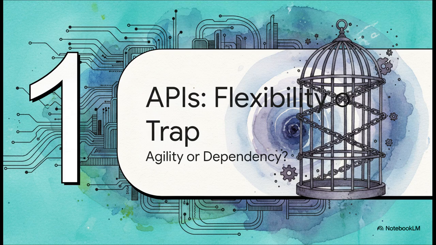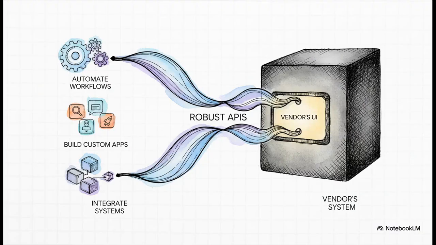At its absolute best, an API architecture is the foundation of your operational agility. It lets you connect all your different tools, automate work. It's amazing. But if you're not careful, those very same APIs can become a kind of cage, a dependency that locks you right into one vendor's ecosystem. A strong, really robust API is your key to freedom. It's the thing that lets you automate workflows, build your own custom apps, and integrate with other systems. And here's the crucial part: all without being forced to live inside the vendor's user interface. This is huge because it frees you from their way of doing things.